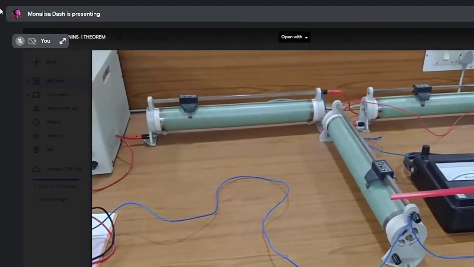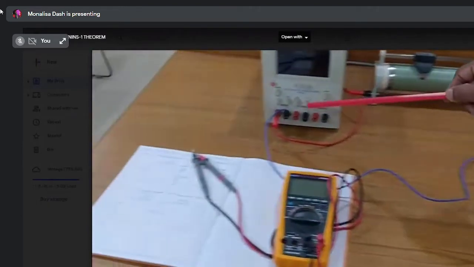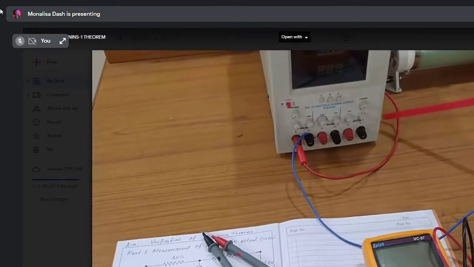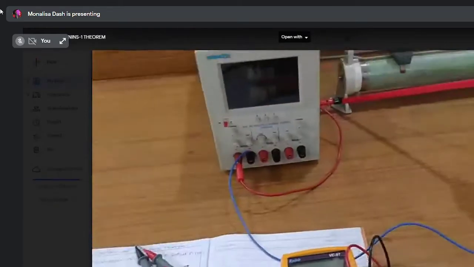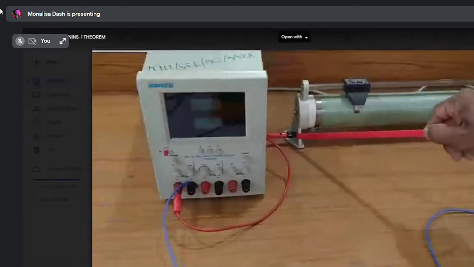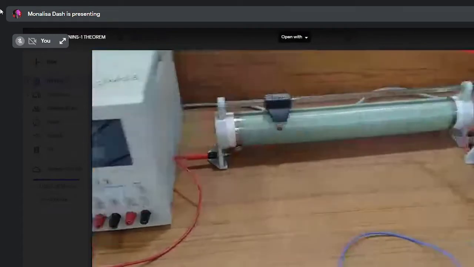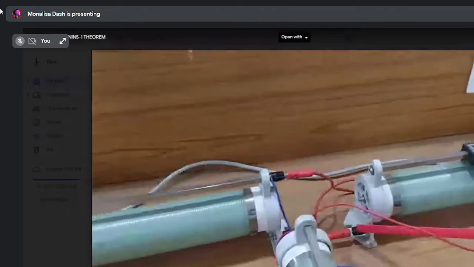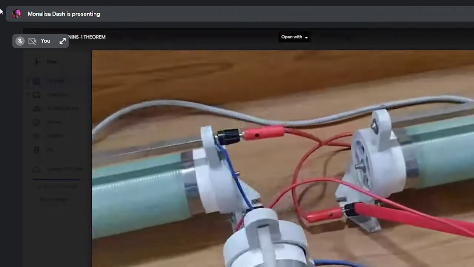Come to the circuit descriptions. Let us see, from the voltage source positive terminal, we are connecting to the fixed terminal of R1, that is the 10 ohm resistance. From the variable terminal of the same resistance, I am connecting to the fixed terminal of R2.